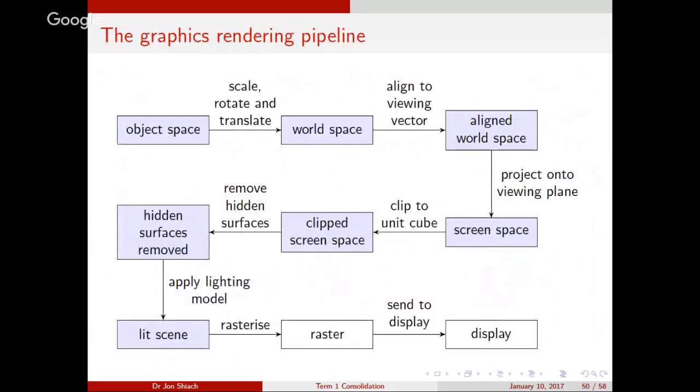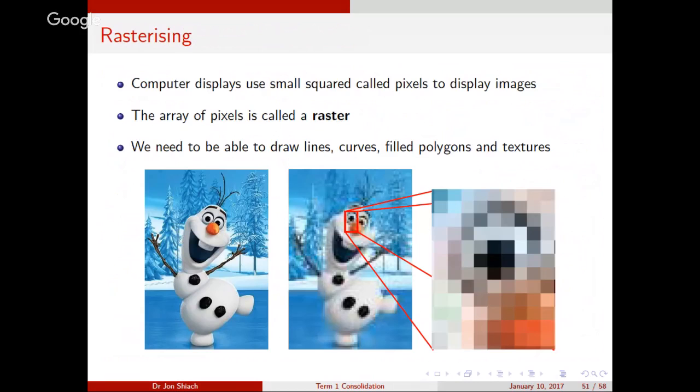What else are we going to be doing this term? Rasterization. At the end of the day, your computer screens and your mobile phone screens are made up of lots and lots of little squares, and those squares are coloured in a certain colour. Those squares are called pixels, and a collection of pixels is called a raster. So the screen you're seeing here is actually a raster array, lots and lots of pixels.